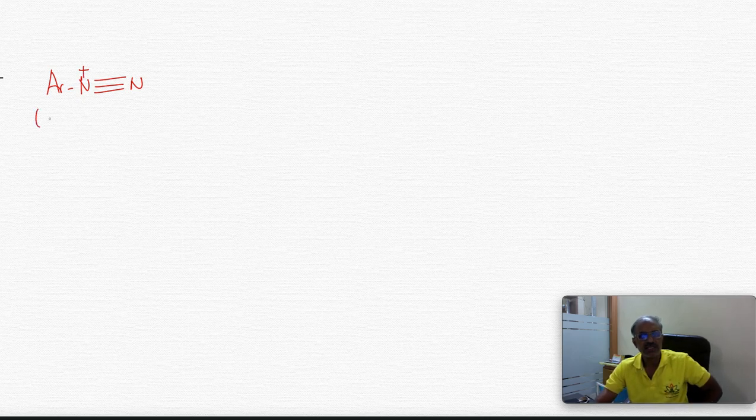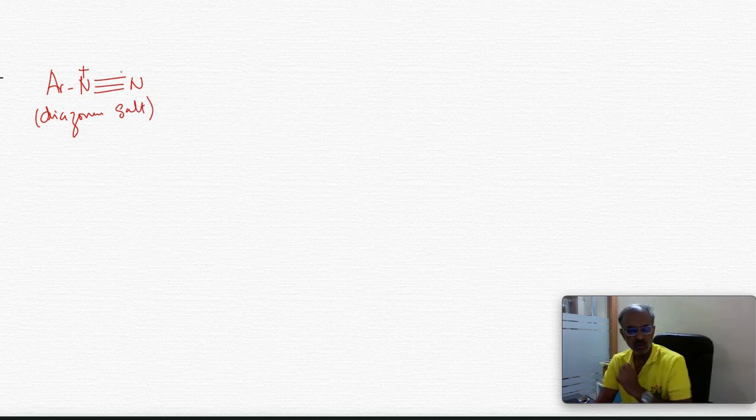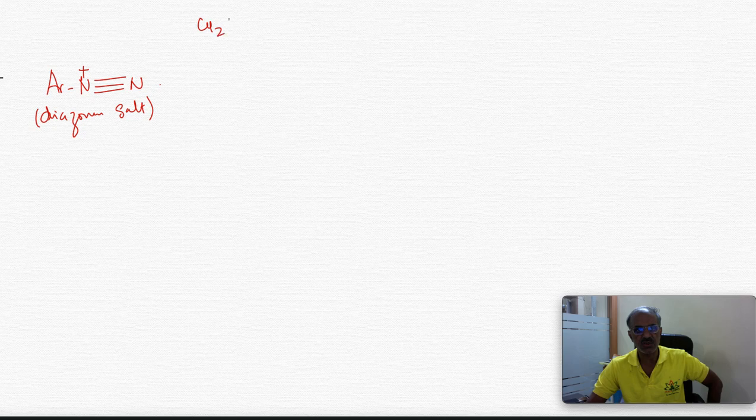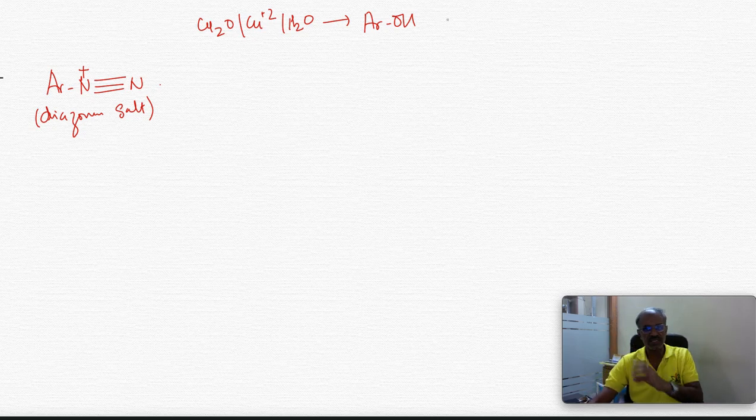So this is nothing else but diazonium salt, ArN2Cl, or ArN2X. Now what happens? This will undergo several reactions. The first type of reaction, take for example, Cu2O in Cu plus 2 and water. This will give a number of reactions. So this becomes the backbone of many of the products to be formed. Diazonium salt becomes the backbone for many of the products. Take for example phenol formation, it can happen even via diazonium salt, right?